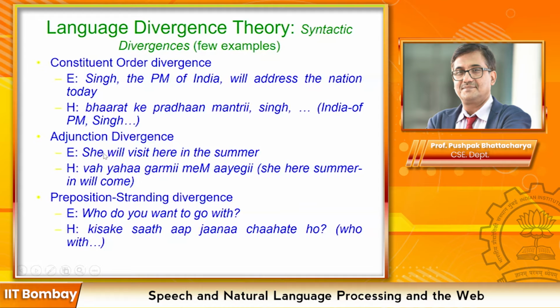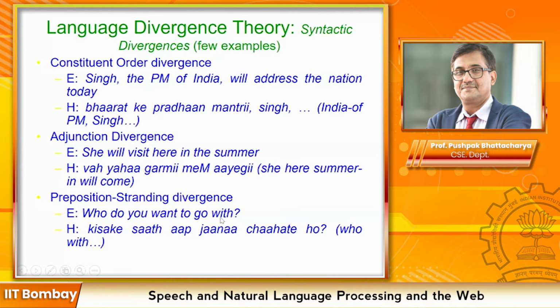So she will visit here in the summer. There is no way in Indian languages you can keep "in the summer" at the end. In the summer has to come to the front or a position which is near the front. Preposition stranding divergence is a very peculiar phenomenon of English. I don't know of any other languages which allow this.